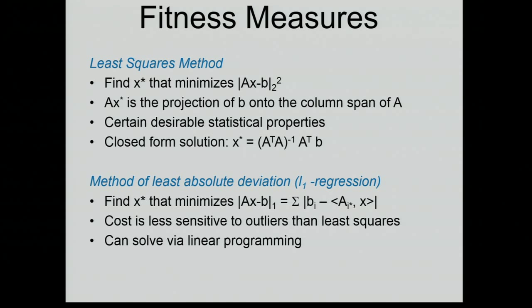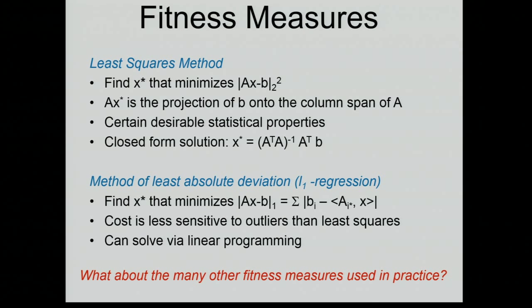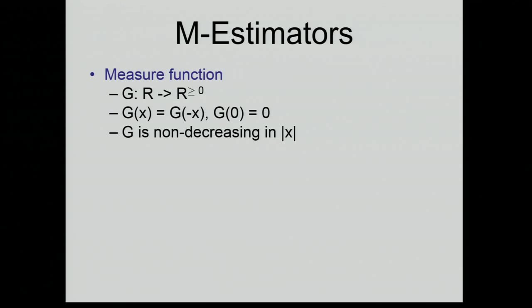Okay, so those are two examples, but what about the many other fitness measures that are used in practice, which is the motivation for this work? So this motivates the concept of M-Estimators, which include as special cases the least absolute deviation and least squares regression problems. So we define a measure function, just a function g from the reals to the non-negative reals, which is symmetric, and g of 0 equals 0. And g is non-decreasing in the absolute value of x.